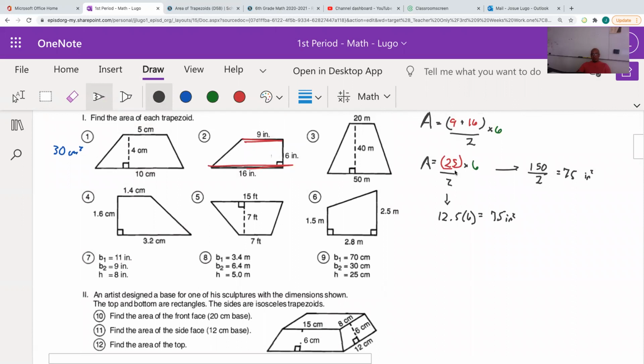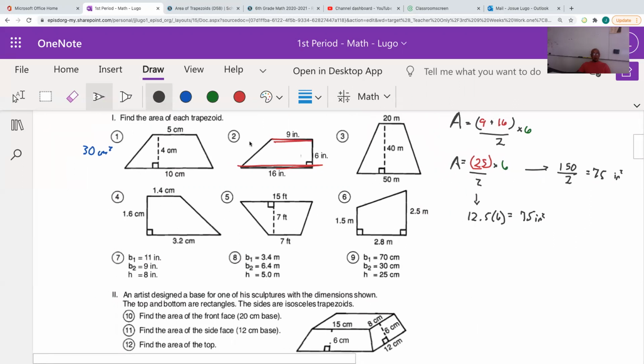Then I multiplied by the height, 6, and then I divided by 2. Or you add the bases. You always start by adding the bases. Then you divide by 2, which gave me 12.5. Multiply that by 6, it gave me 75 inches squared. Awesome. Not too bad. Now, let's suppose that we have one with decimals.